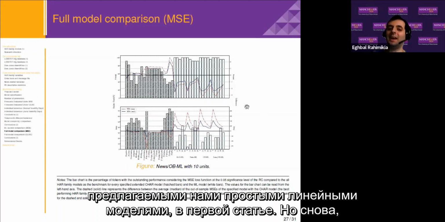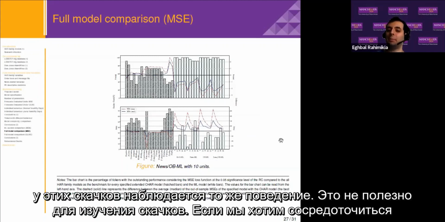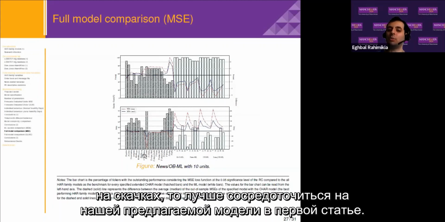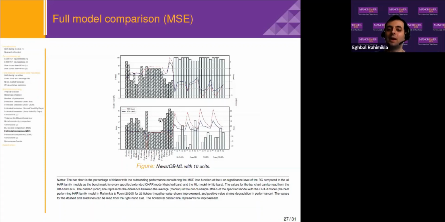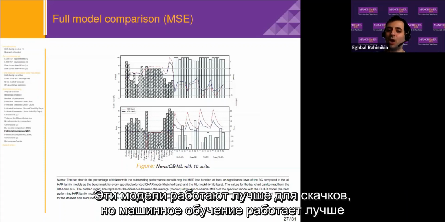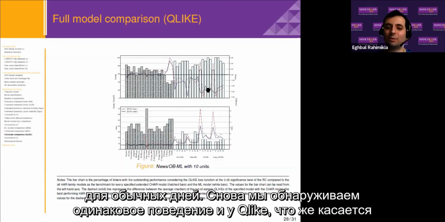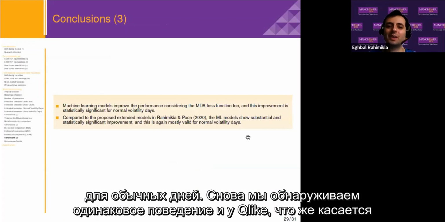But again, for the jumps, we have the same behavior. It's not good for jumps. If we want to focus on jumps, it's better to focus on the models we proposed in the same paper. Those models are working better for jumps, but machine learning is working better for normal days. Again, we have the same behavior for Q-like.